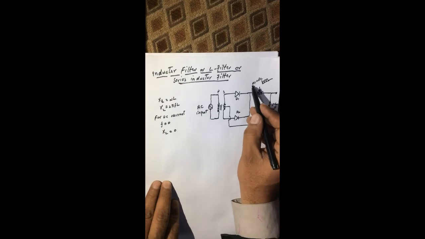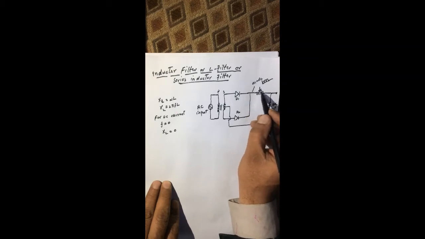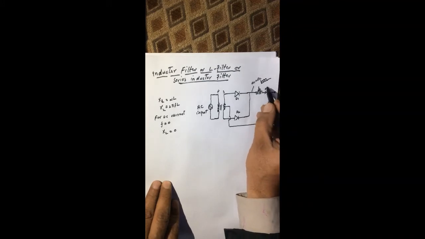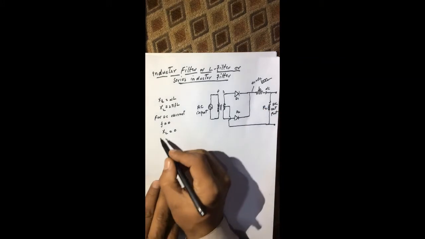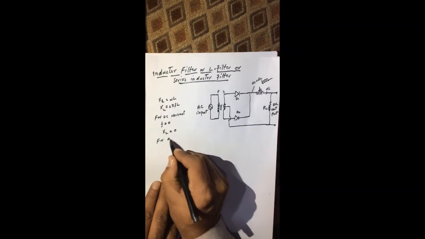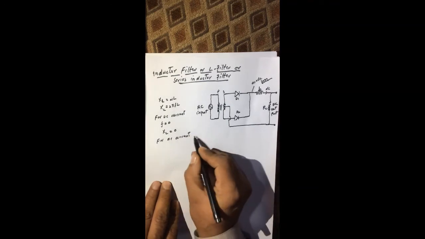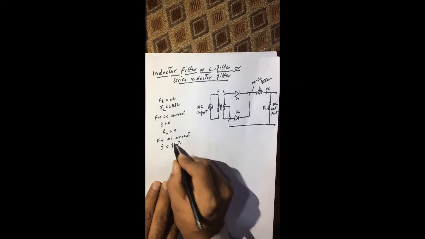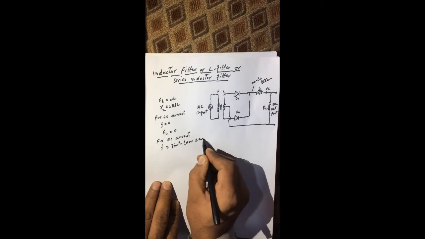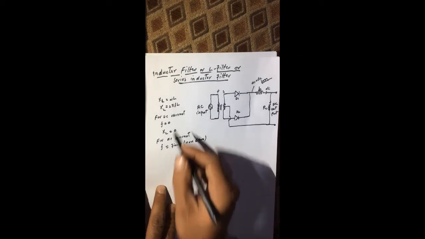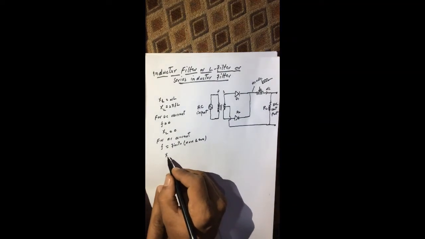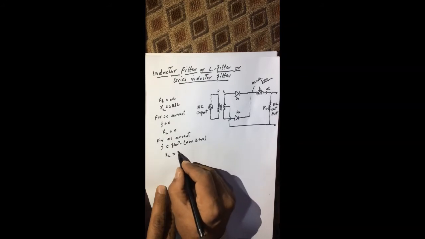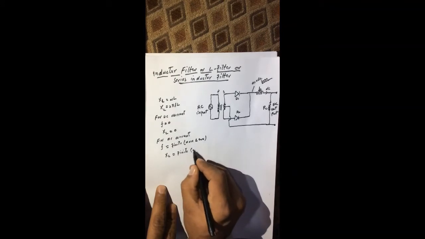Here we have both AC and DC current. Once this pulsating or ripple DC current flows through this inductor, the inductor will allow the DC current to pass through it easily. While for AC current, the value of frequency F is finite and non-zero. So if we put this finite and non-zero value here, the inductive reactance XL will be finite and non-zero.